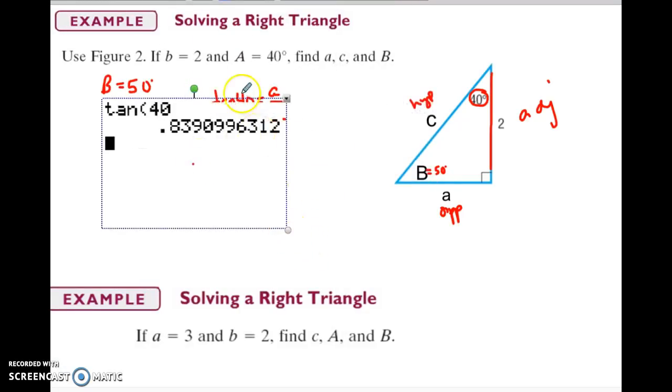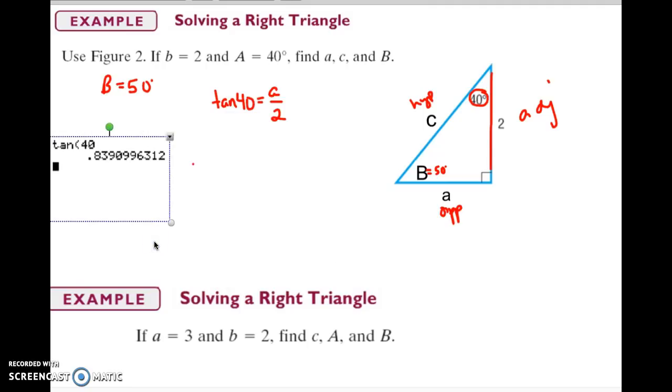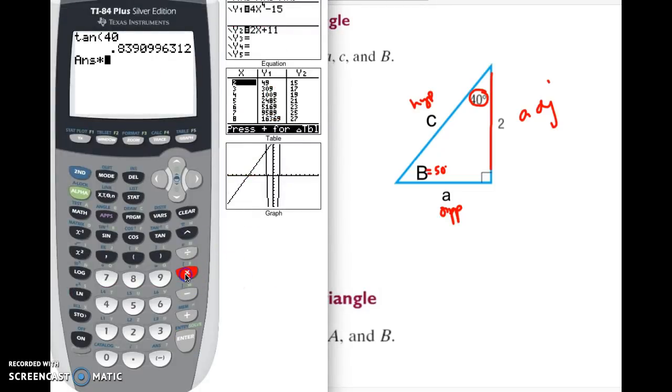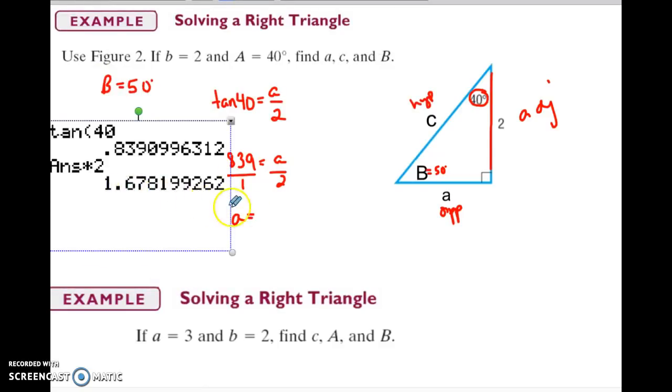is going to be 0.839, and move that over. And so what I like to do in these, and you guys are going to be much faster at these, but I'm just kind of showing all the steps right now. This is 0.839 equals A over 2. This just makes a ratio. So I'm going to multiply that number, tan 40, by 2, and that tells me what this side has to be. So it's 1.678. All right, and that's my final answer.